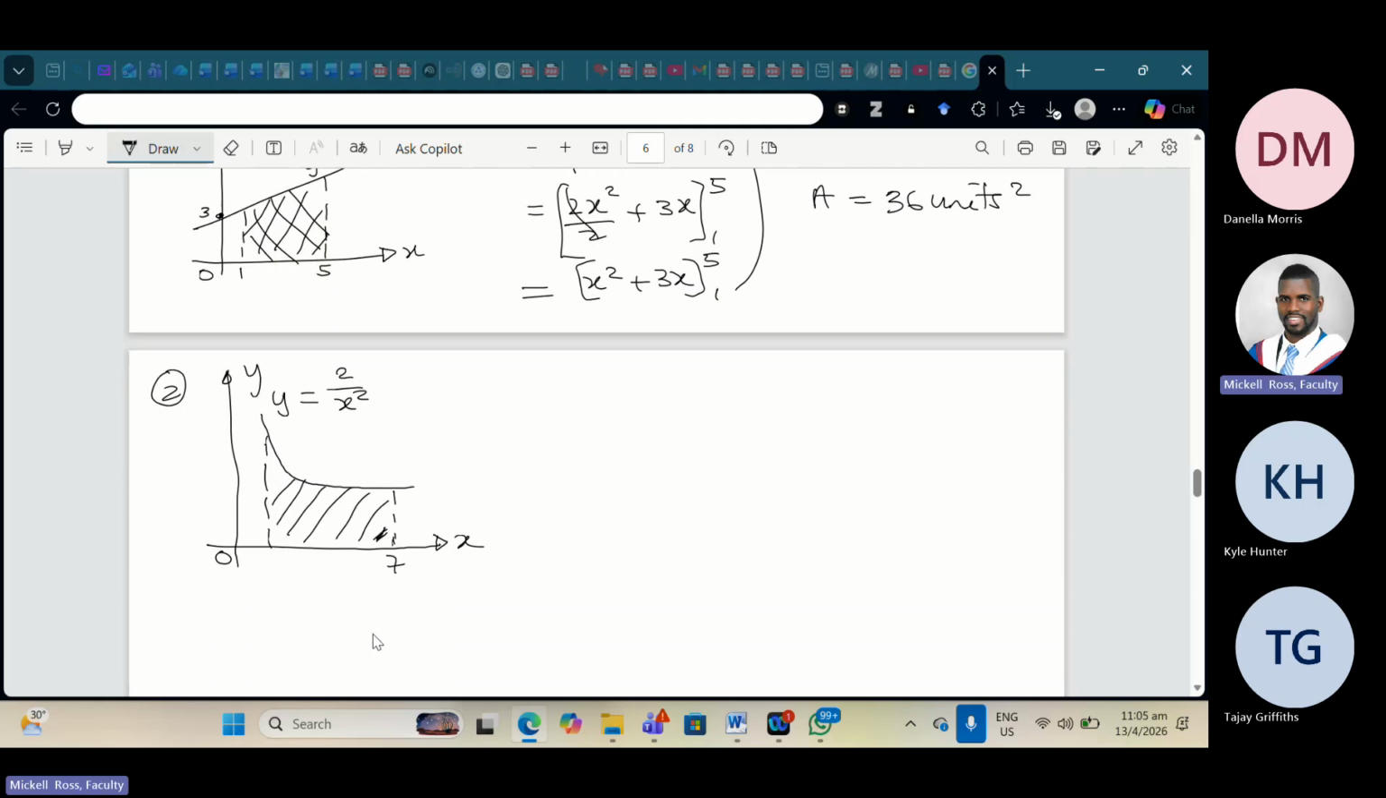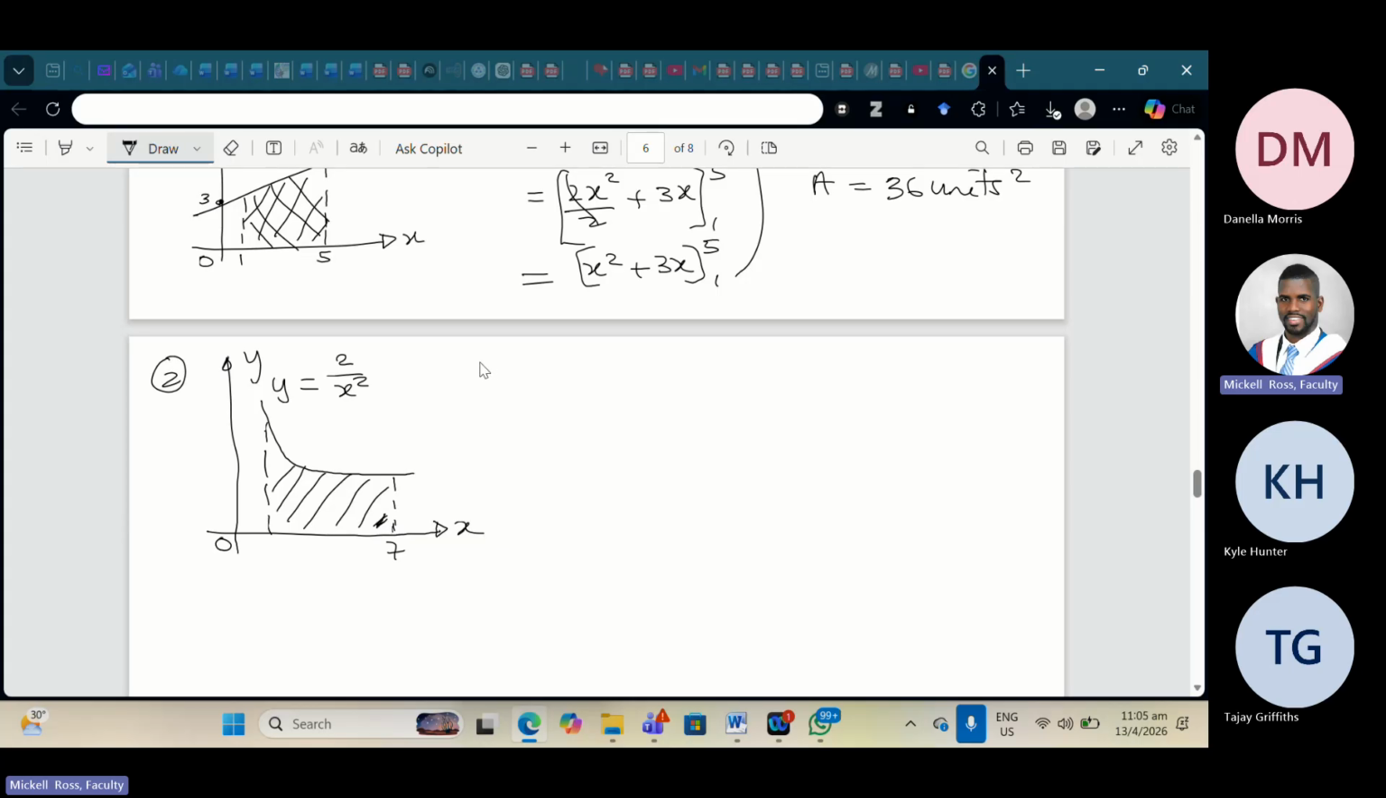All right, so for this one, we have to use the rule of indices. That says if you have a to the negative n, it's equal to 1 over a to the n. So that means if we have 2 over x squared, it is going to be 2 times x to the negative 2. So the area is going to be equal to the integral, sorry, not from 1 to 7, it's from 3 to 7 of 2x to the negative 2 dx, which is the same thing as 2 over x squared.